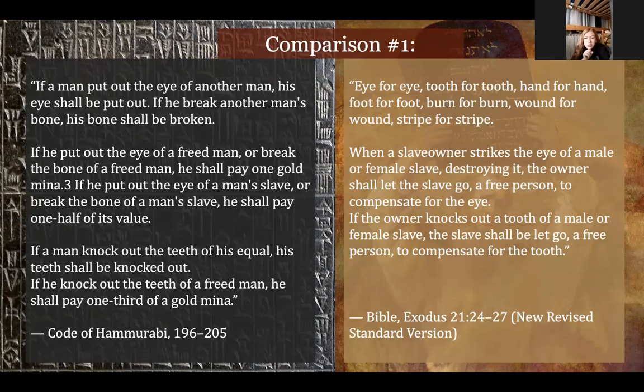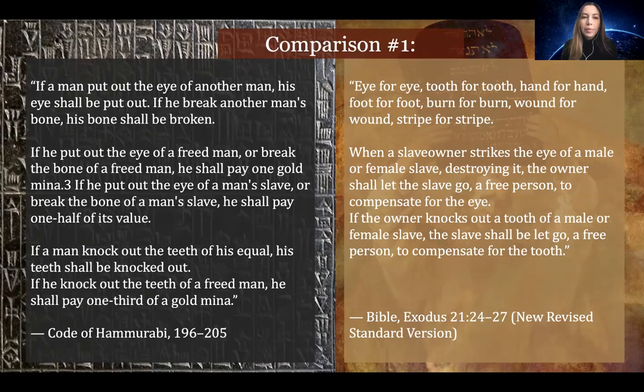Eye for an eye, tooth for a tooth, hand for a hand, foot for a foot, burn for burn, wound for wound, stripe for stripe. When a slave owner strikes the eye of a male or female slave, destroying it, the owner shall let the slave go, a free person, to compensate for the eye. If the owner knocks out the tooth of a male or female slave, the slave shall be let go, a freed person, to compensate for the tooth.